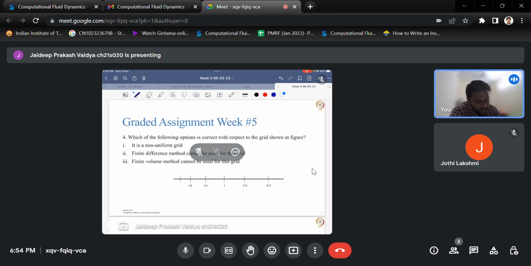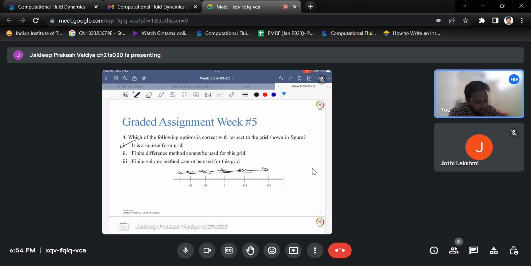Okay, moving on to the next question. In the grid that has been shown in this figure, what can we understand? That's basically which of the following options is correct with respect to the grid shown in the figure. We know that this distance is not the same as this distance, not the same as this distance, and it has progressively increasing gaps between the ith and i plus first point. Therefore, it is a non-uniform grid.